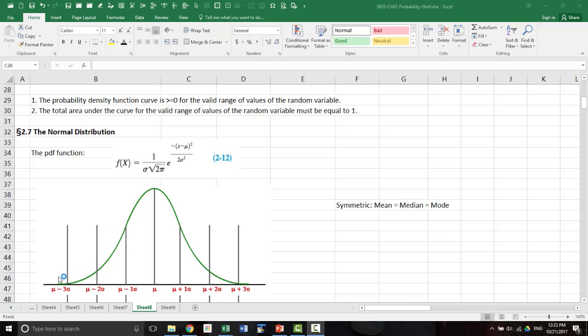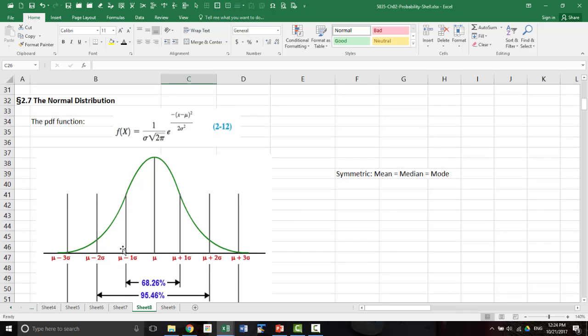There are several properties that are apparent. One is that it is symmetric around the center. The center is the mean of the probability distribution, called mu. Mu represents the population mean. What you see on the left is a mirror image of what you see on the right. So it is a symmetric distribution.